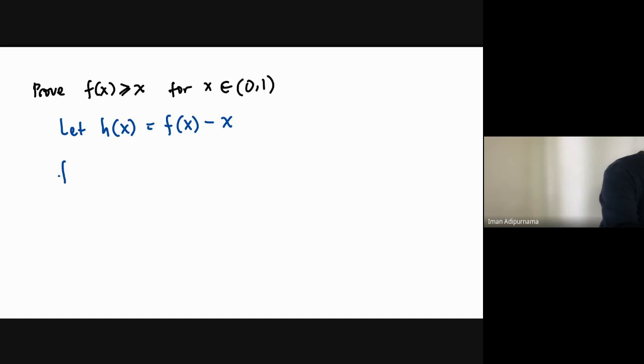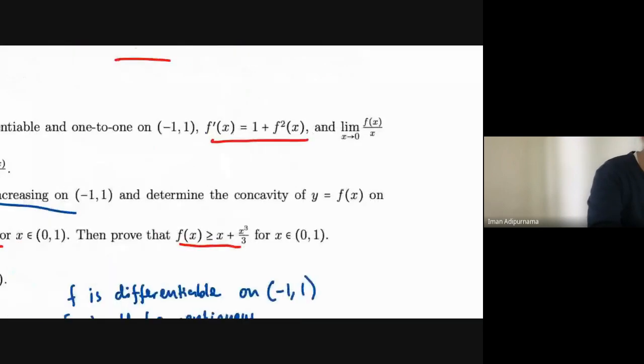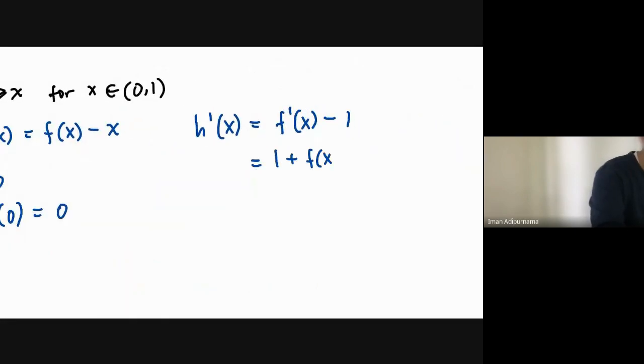We have proved that f(0) is 0, right? So when we have h(0), this will be 0. And then when we have h prime, the derivative, this will be f prime minus 1. We know f prime is, from the conditions here, 1 plus f(x) squared. So this will be 1 plus f(x) squared and then minus 1, and this we have f(x) squared, that is our h prime of x.